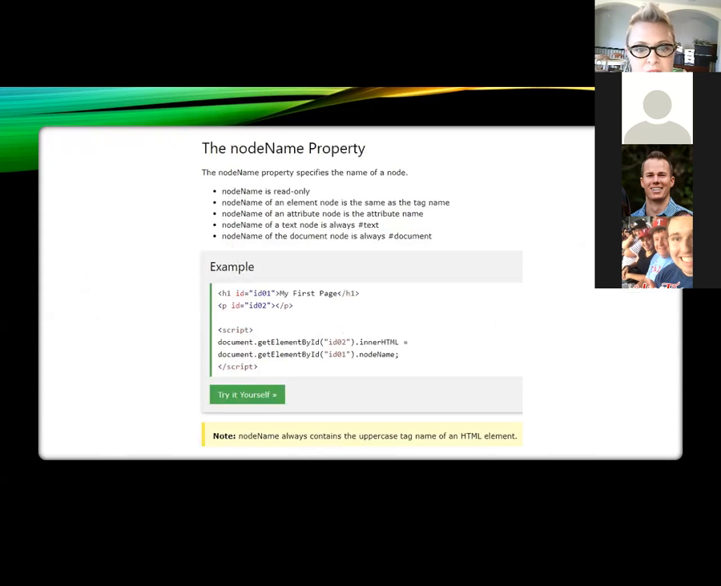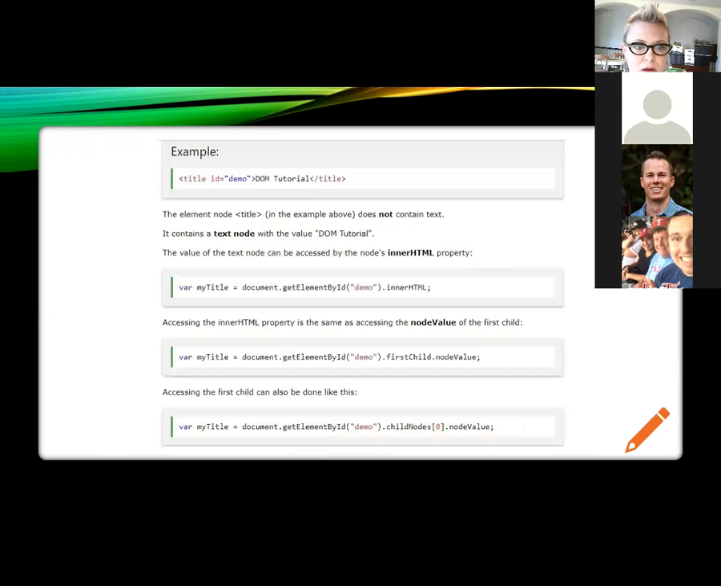This is why that's important. You can do your get element by ID, you can put in your ID, you can put .innerHTML and change what's going to be in the HTML, but you can also put node name there, but you have to know what the node name is. So here's an example. In this example, we have a title. The ID is demo. The text node is DOM tutorial.